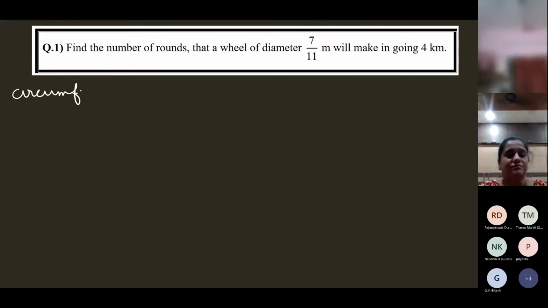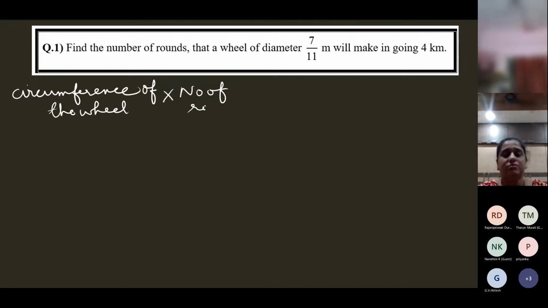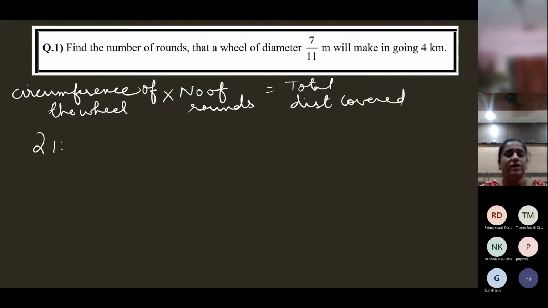Circumference of the wheel into number of rounds is equal to total distance. You can now write it along with me: is equal to the total distance covered. Circumference is 2 pi r, into number of rounds, which is what we have to find, is equal to the total distance covered.